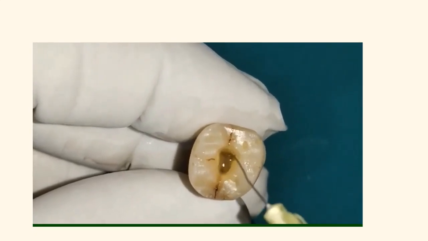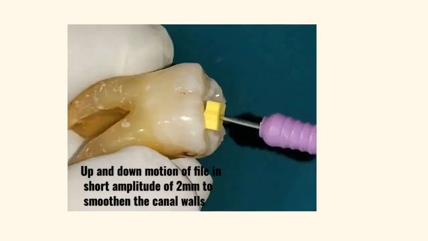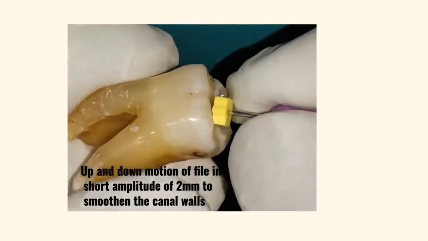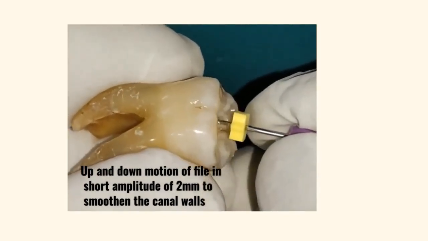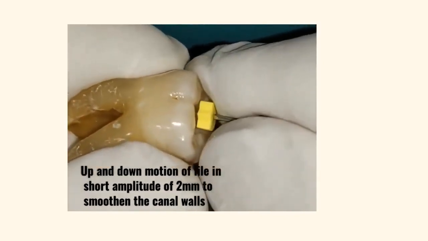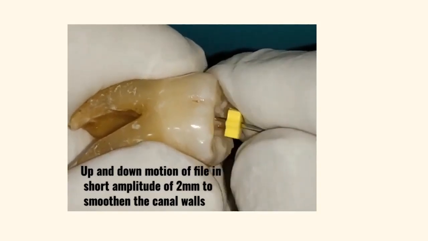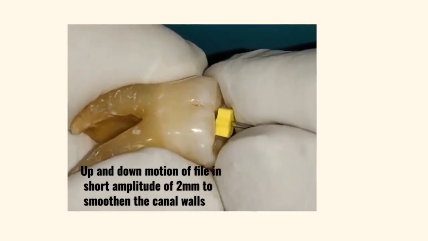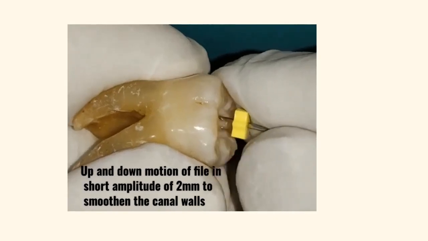Again, irrigate the canal. This vertical in and out stroke of the file with increasing amplitude will smoothen the canal walls and free the file in the canal. If you feel that the file is too tight to do the up and down motion, then this is the trick. Squeeze the handle of the file in the fingers, rest the fingertips on the tooth, and this way you can have better control on the motion of the file.